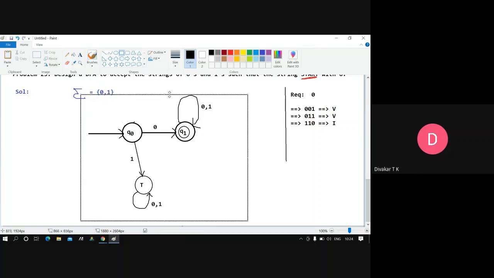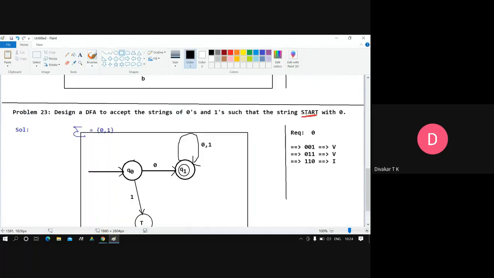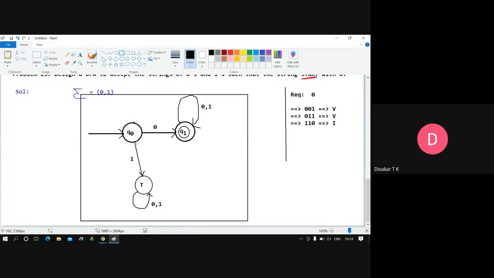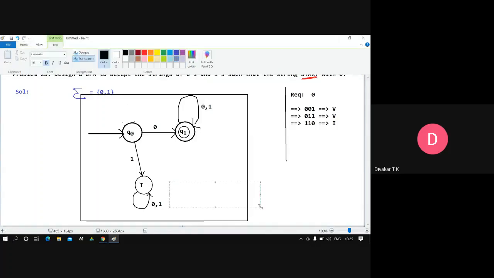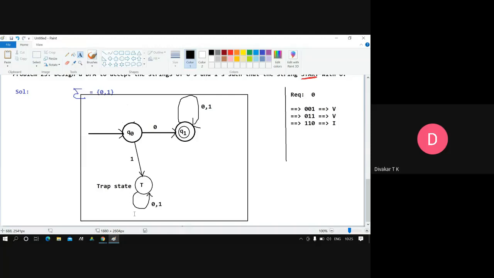Any confusion? Whenever your question is about starting with, then whatever symbols are unused, you have to send to the trap state. You must mandatorily mention the state as trap state, and in the examination you should mention this state as trap state. In the trap state, all the symbols or set of symbols should always be looping, a self loop.